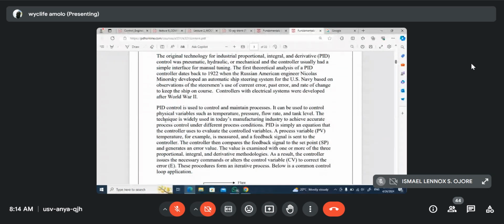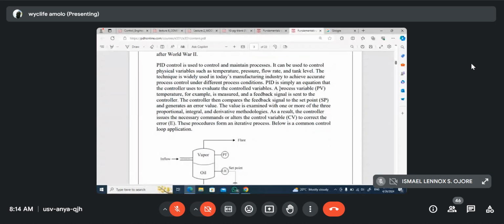Okay, PID control is used to control and maintain processes. It can be used to control physical variables such as temperature, pressure, flow rate, and tank level. The technique is widely used in today's manufacturing industry to achieve accurate process control under different process conditions. The PID is simply an equation that the controller uses to evaluate the control variable.